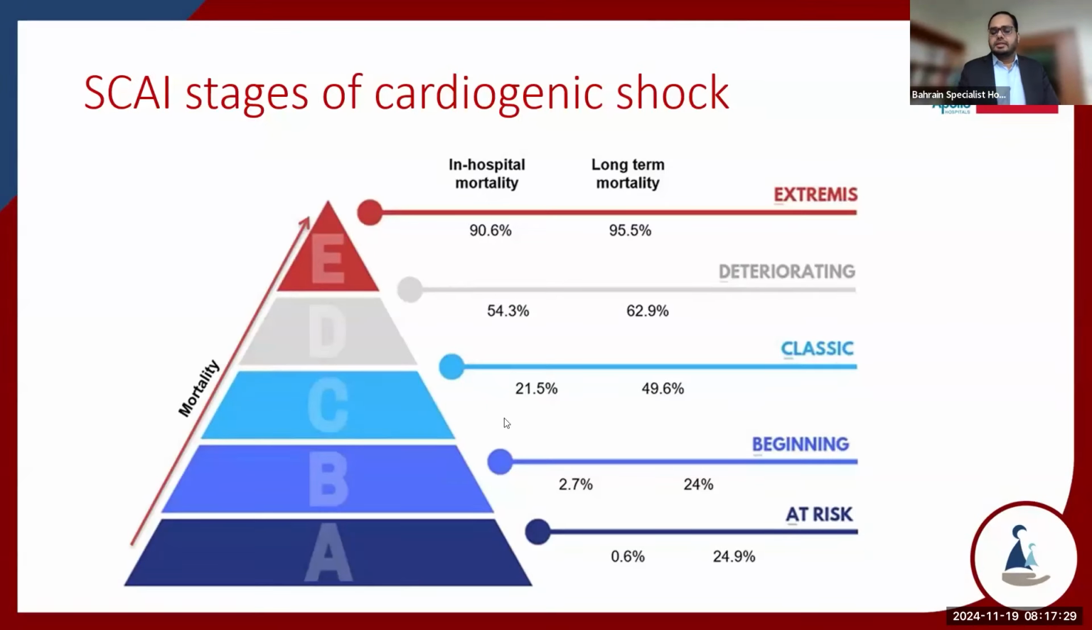Like patients at risk, like I said, a large anterior MI. In-hospital mortality may not be much, but long-term mortality is quite high, about 25%. And in the beginning stages, in-hospital mortality rises up to 2.7%. In the classic stage, the in-hospital mortality itself is around 20%, whereas the long-term mortality can be as high as around 50%. And when the patient starts deteriorating, the in-hospital mortality is about 50%, long-term about 60%. And when the patient has gone to the extremis stage, the in-hospital mortality is 90%, and the long-term mortality is 95%. And this is despite treatment.